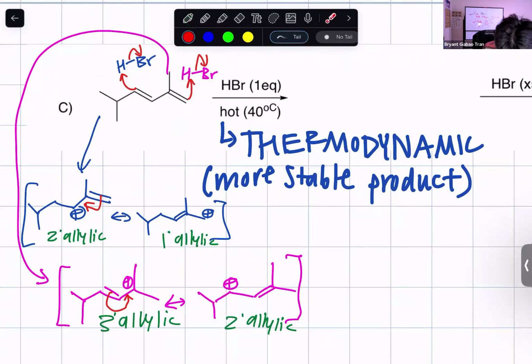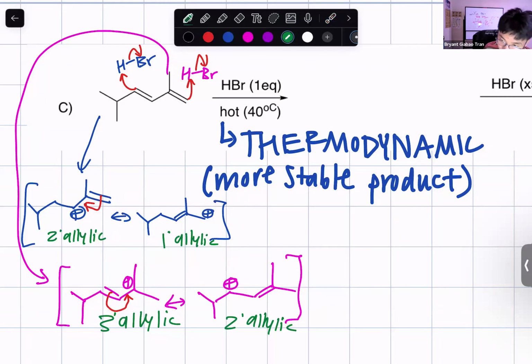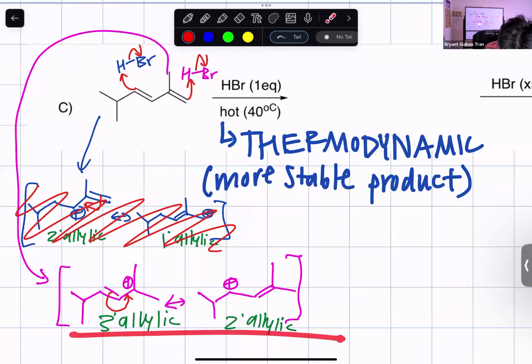So now once we have this, which set do you guys want to keep? Which resonance set looks the best for you? The blue one or the pink one? Yeah, the pink one, the bottom one, right? So we're gonna get rid of the top one because it has the more stable carbocation intermediates, right?